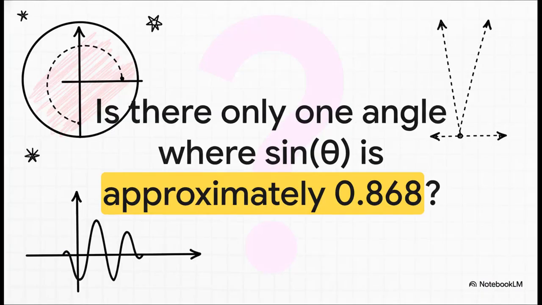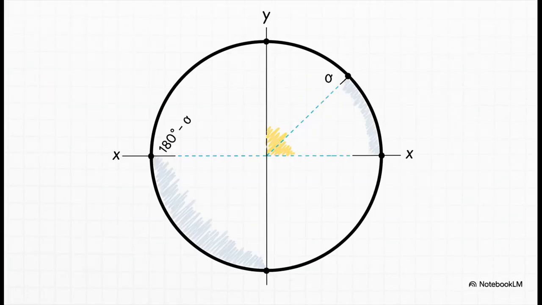To understand why, let's think back to our trig class for a second. Is there only one angle out there whose sine gives you 0.868? And the answer is a big, fat no. Remember this identity? It tells us that for any sine value, there are actually two angles between 0 and 180 degrees that will give you that same value. And this is the absolute key to the whole problem. It means there aren't one, but two different launch angles that can nail that target.